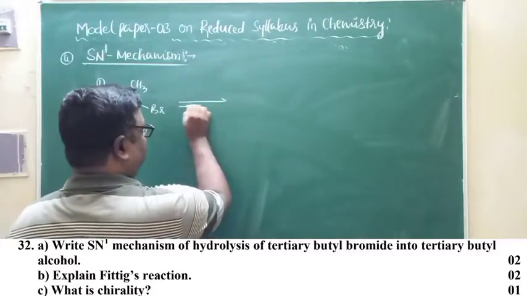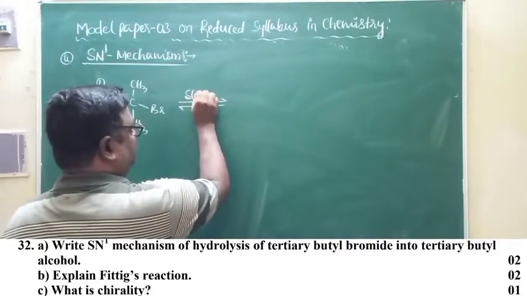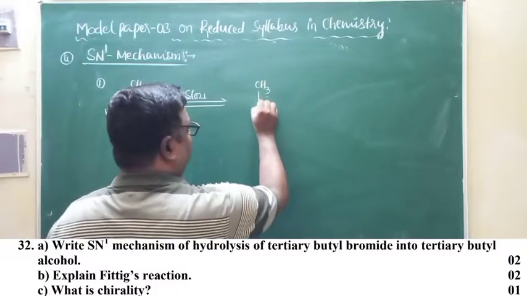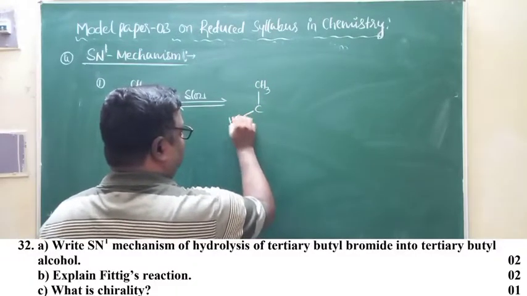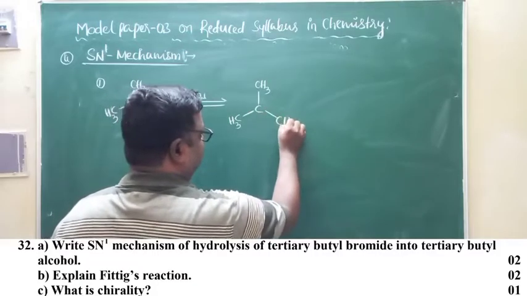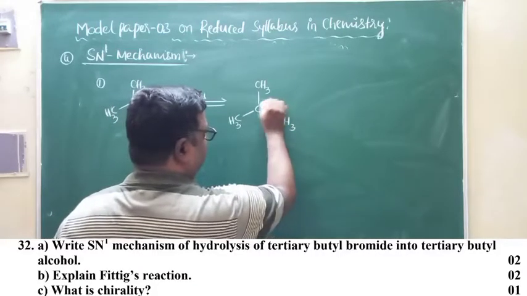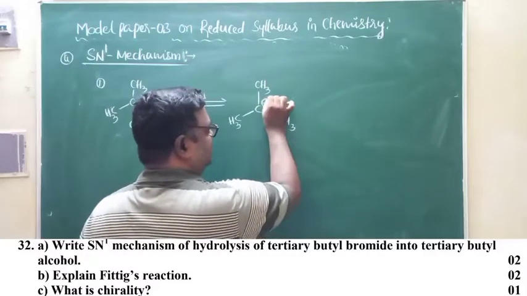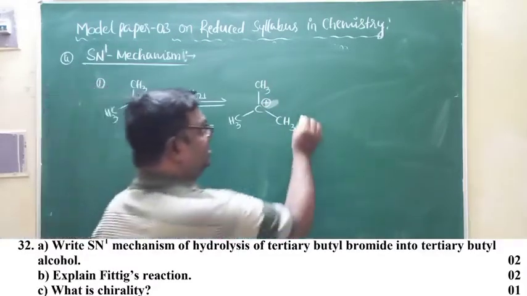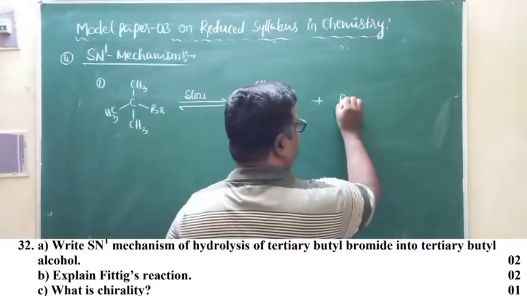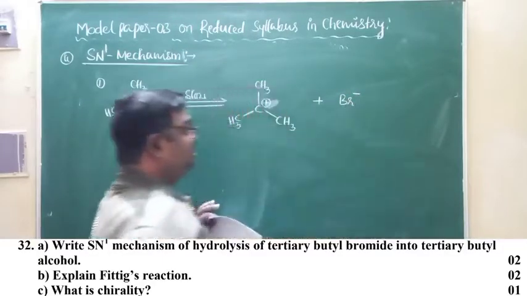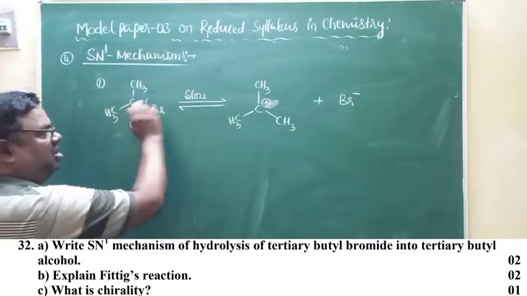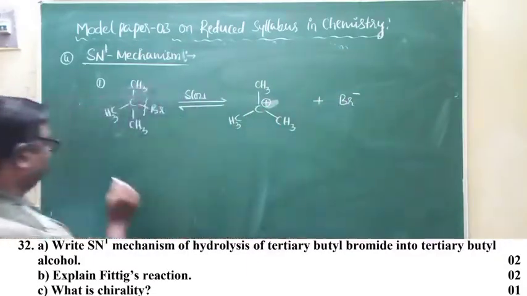It's a slow step, undergoes dissociation, and that results in the formation of a stable tertiary carbocation. This is stable tertiary carbocation. Don't forget to write the charges over the carbon atom. This is positive charge, and plus it will be Br minus. This is first step. The bond breaks, and carbocation and Br minus are formed.